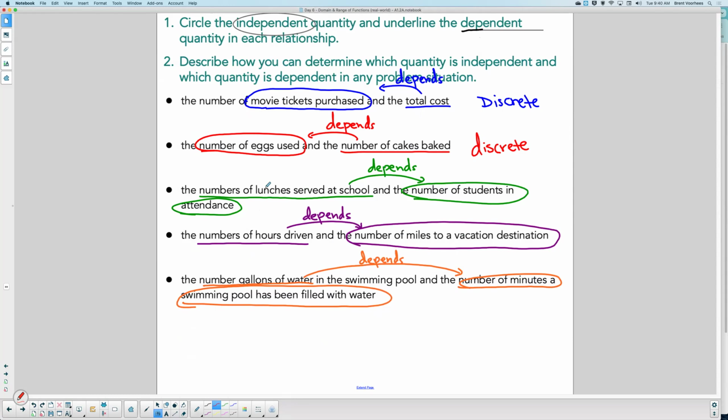Okay, how about this? The number of lunches served and the number of students in attendance. Would you count students? Would you count meals? Or would you measure students? Measure meals. What would you do here? Count. You would count. This would also be discrete. You'll notice many problems in the real world are often discrete. Not all, but many are.